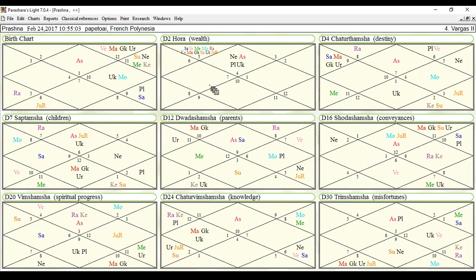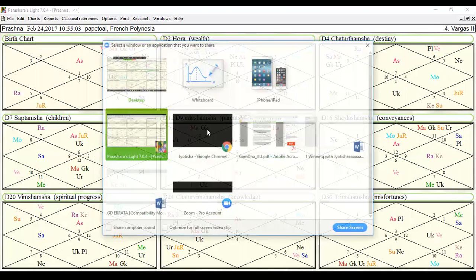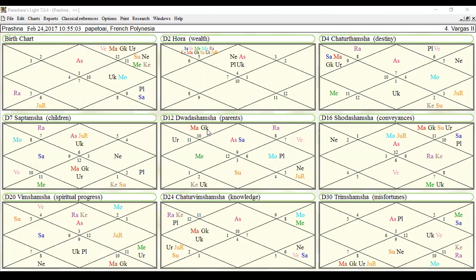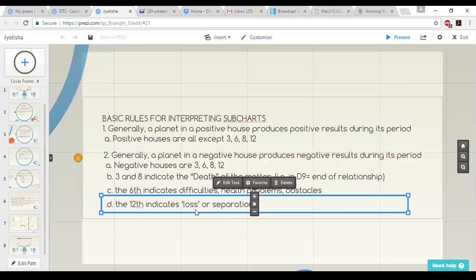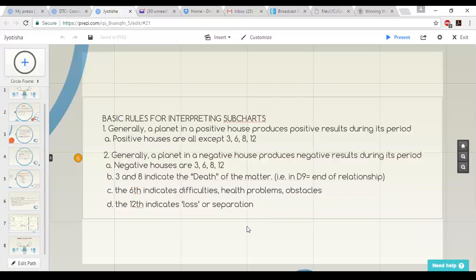All right. And I know I'm teaching subcharts before we've really mastered the basics of Vedic astrology, but again, I just want to show you what's possible, and I also want to introduce the subcharts because they will factor into the Winning with Vedic Astrology class, particularly the D9. That's the only subchart we use. Finally, the 12th house in a subchart indicates loss or separation.